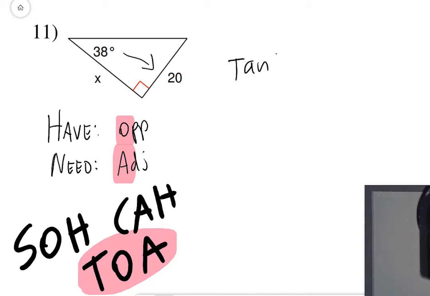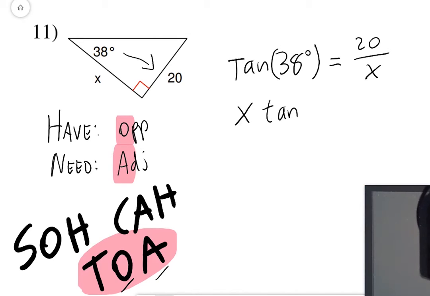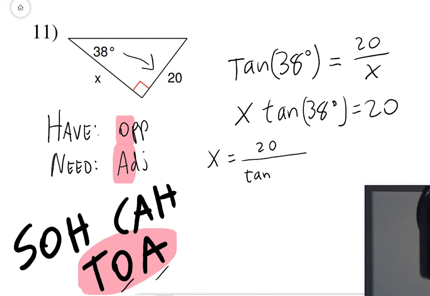Tangent of 38 degrees equals, remember, tangent is opposite over adjacent. Opposite is 20, adjacent is x. Again, we multiply both sides by x. And again, we divide both sides by the ratio. 20 divided by tangent 38 degrees.